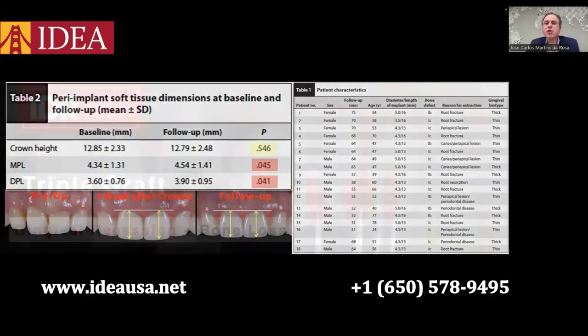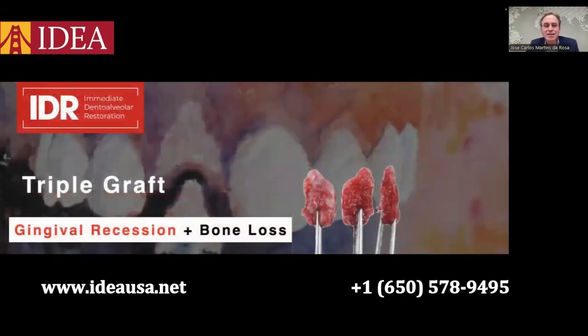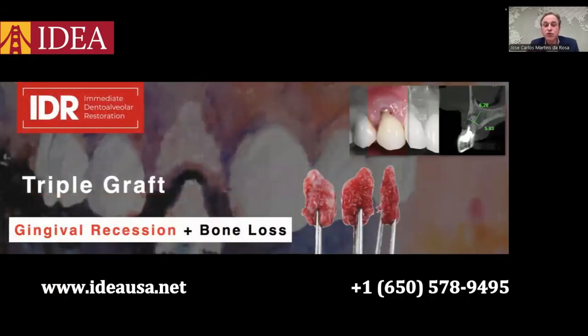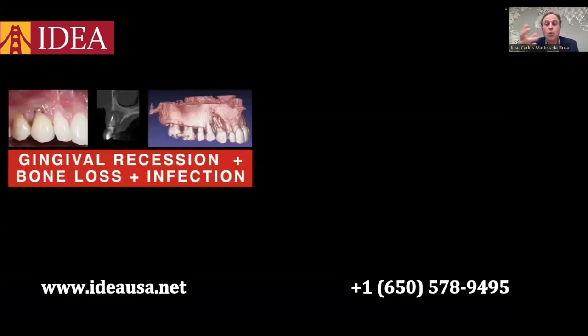Let's see one more clinical case, one more technical application using a triple graft harvest from the same donor site, from the tuberosity area, for those cases that combine gingival recession and bone loss. Here you see one of the worst scenarios that we can face: gingival recession, bone loss, and the presence of infection. To make our life much more difficult, this patient presents an extremely thin periodontal biotype, with severe bone loss, missing completely the buccal wall beyond the root apex.